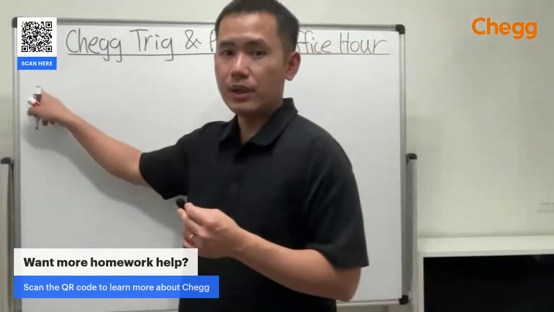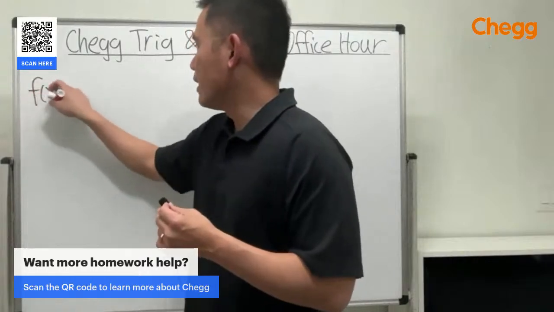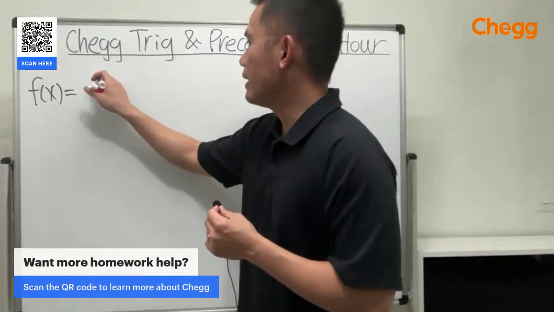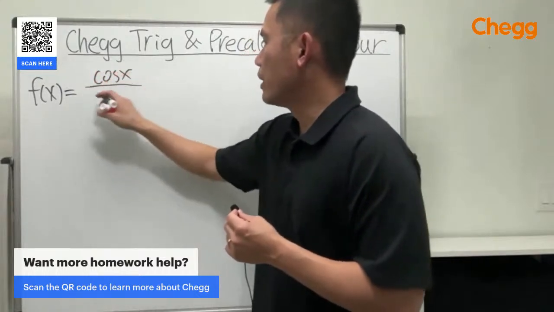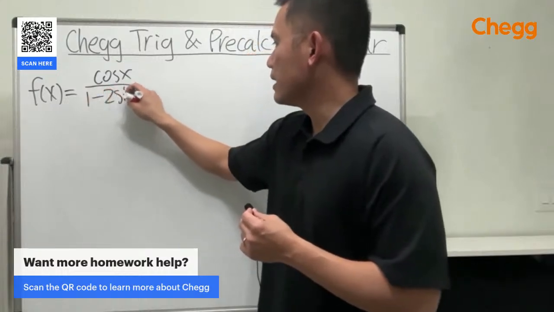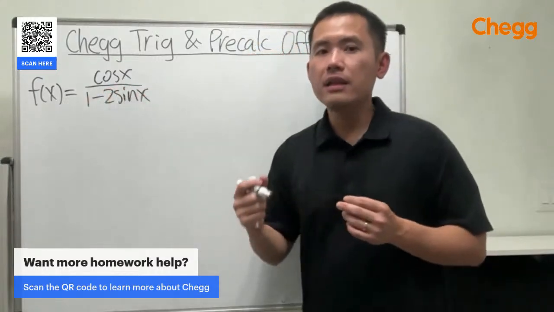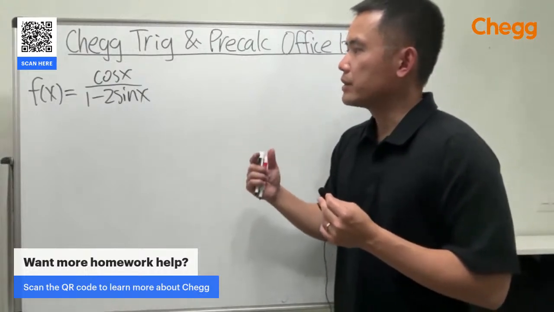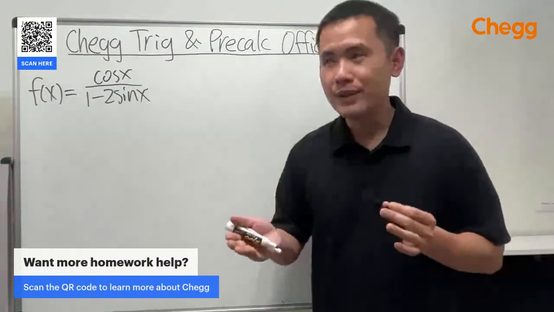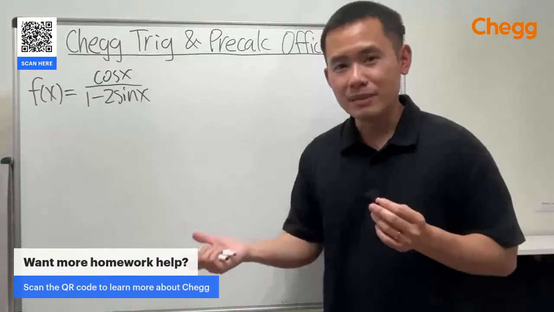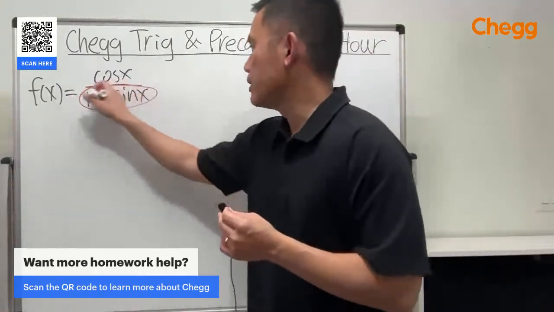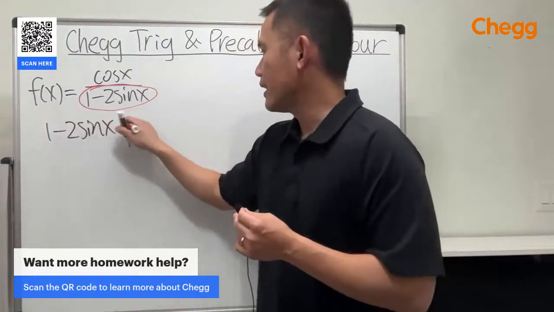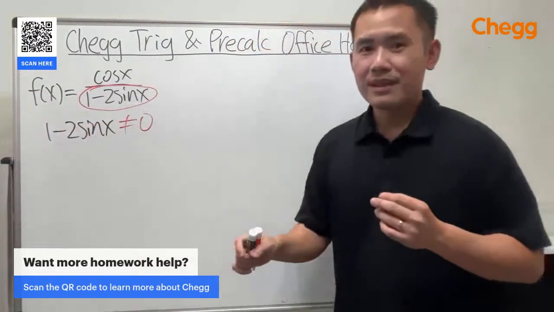I wanted to do a trig equation with you guys, and let's see how that goes. So let's say we have a function here: cosine of x over 1 minus 2 times sine x. And again, let's find the domain. The challenge here is not about knowing what to do. For the domain, you set the bottom equal to 0. So 1 minus 2 sine x cannot be equal to 0.